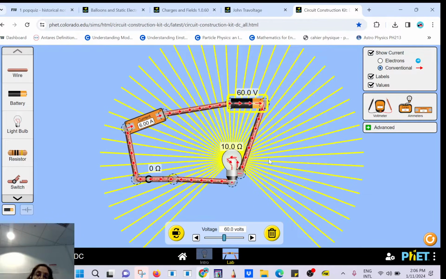So let me ask you something. If this is 60 volt, okay, so 60 joule per coulomb, and you have 6 coulomb per second, what's going to be the energy delivered per second?